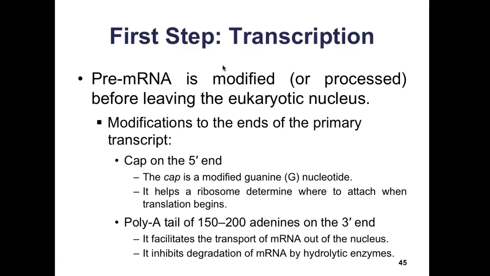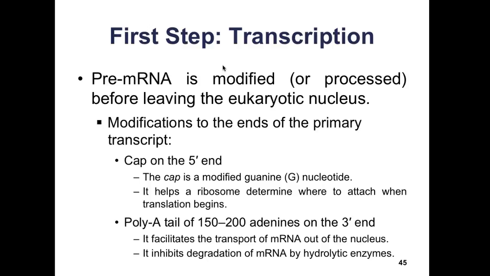In transcription, the pre-messenger RNA is modified or processed before leaving the eukaryotic nucleus. Modifications to the ends of the primary transcript include a cap on the 5' end, so they call it the 5' cap. The cap is a modified guanine nucleotide, and essentially the cap itself is going to help a ribosome determine where to attach when translation will begin.